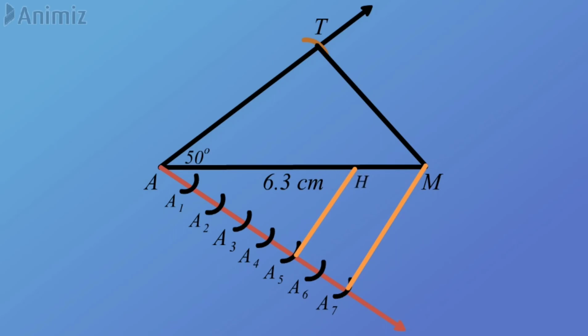Now from H point, draw a line parallel to MT. Just draw the line parallel to MT from H. Yes, it has touched AT at point E. This way you will get the triangle AHE. Since the ratio was 7/5, the second triangle is the smaller one.